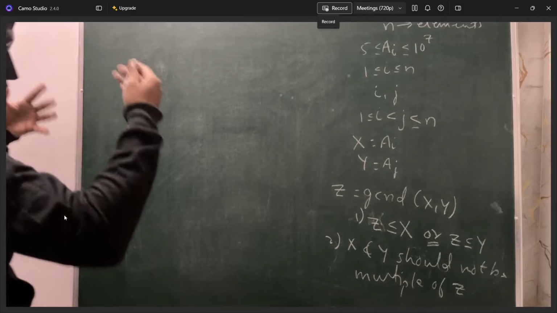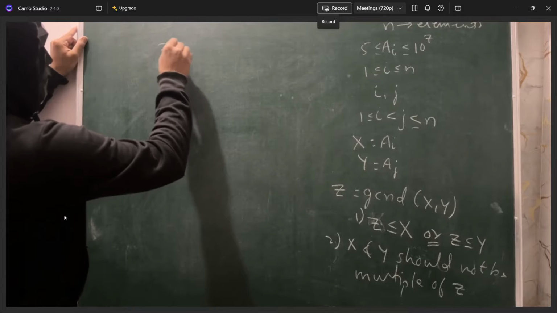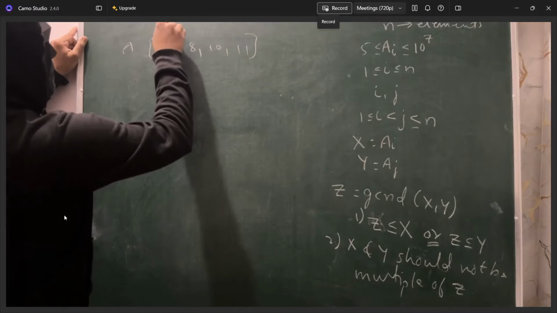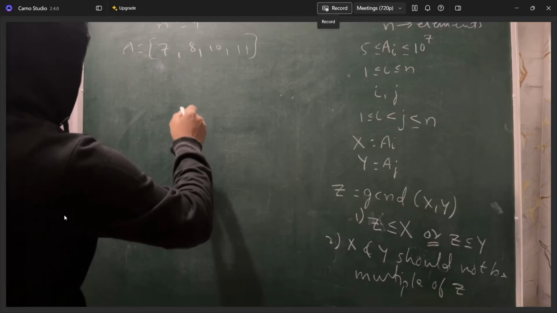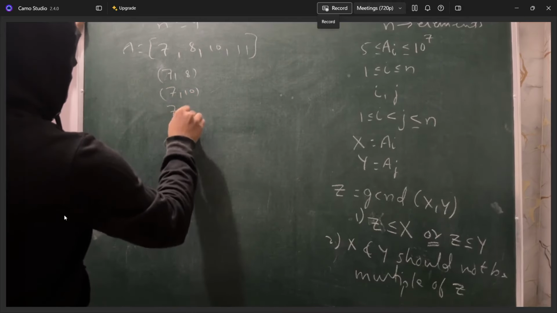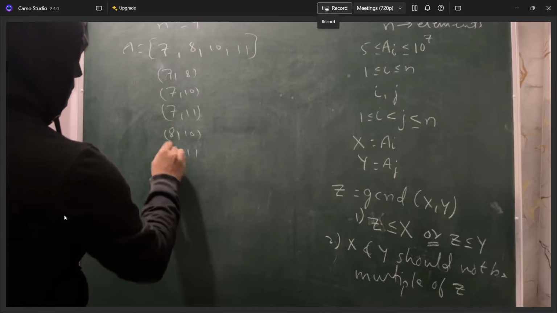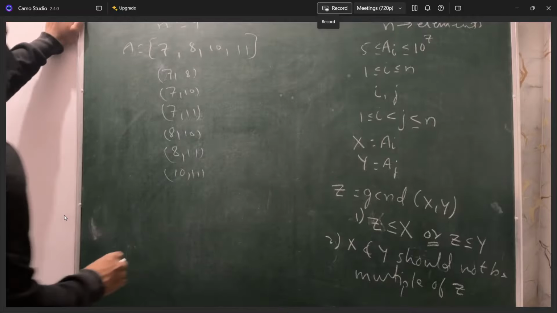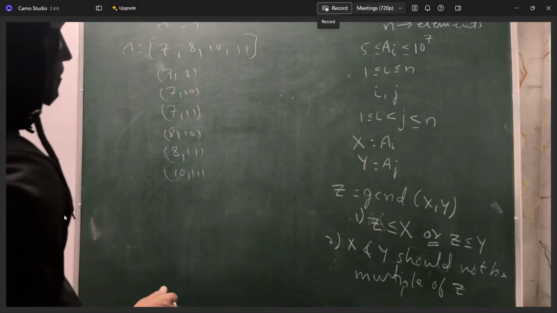Now the thinking will come. Let's say you have taken elements as 7, 8, 10, 11. These 4 I've taken as array elements. When I take these, the possible pairs are multiple. You can take 7, 8. You can take 7, 10. These are unique pairs. Again you can do 8, 10. You can do 8, 11. You can do 10, 11. So 6 pairs we have got. Now if you try to find the GCD of all these, it will be a brute force way.